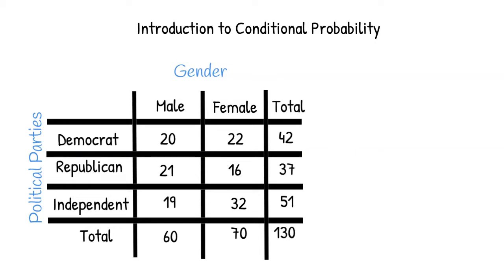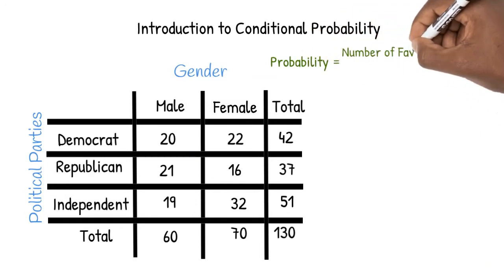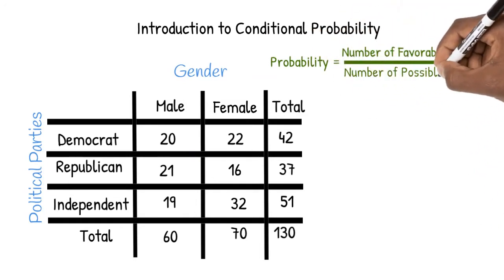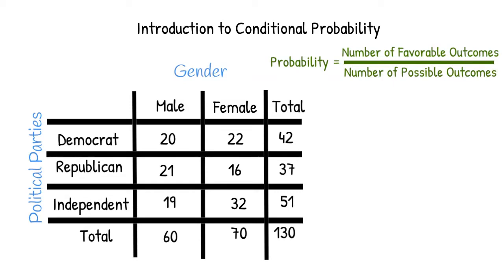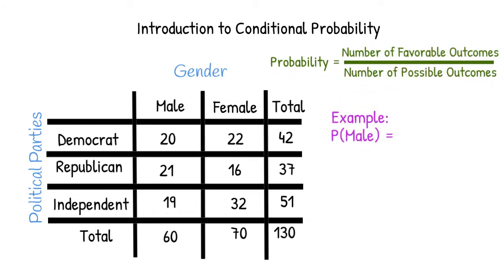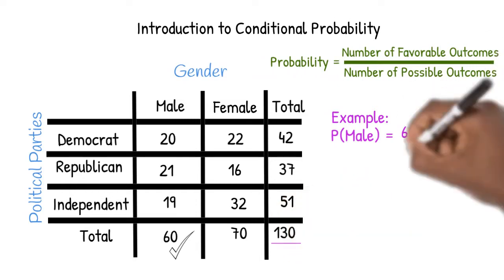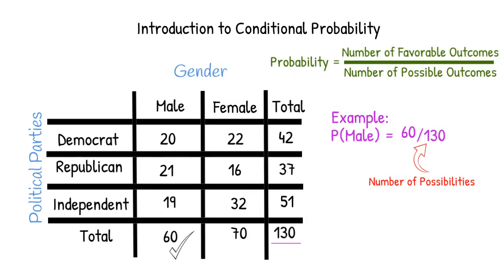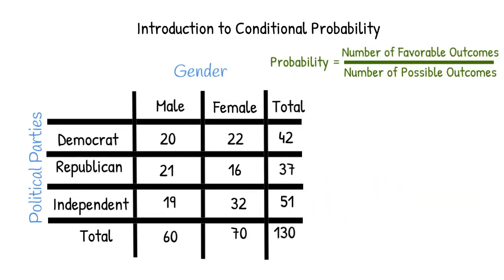In this contingency table, we see the breakdown of people, their political parties, and their genders. You may remember that probability is the number of favorable outcomes over the total number of possible outcomes. With that, we can find various probabilities from the contingency table. For example, to find the probability of selecting a male from this group, we see that there are 60 males, so our number of favorable outcomes is 60, and the total number of people is 130, so that is the number of possible outcomes. Conditional probability gets a bit more specific.